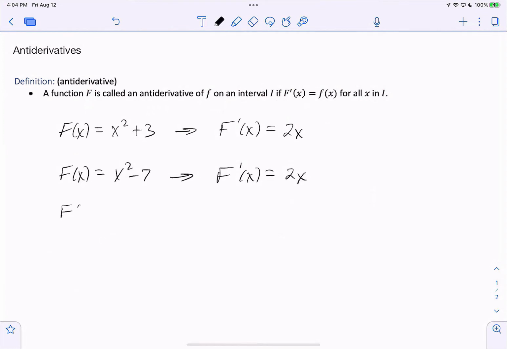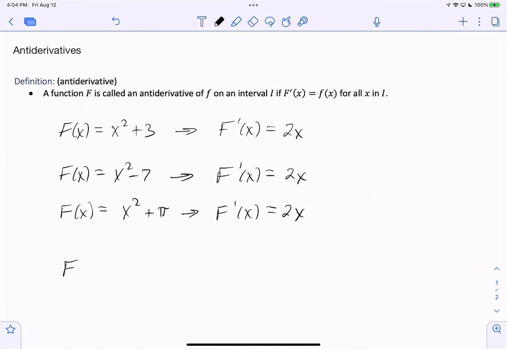And something like F of x equals x squared plus pi has a derivative F prime of x equals 2x. And you're starting to get the idea that the answer keeps being 2x, right? And the reason for that is, of course, the power rule. The derivative of x squared is 2x according to the power rule, and the derivative of these constants is 0. And that brings about an issue with antiderivatives.